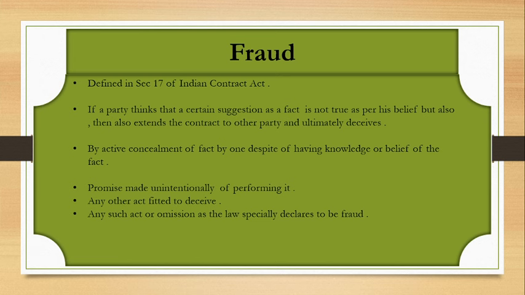Promise made without intention of performing it. For example, again there are A and B. Mr. B asks Mr. A that if you are going to that office, please drop this letter to the concerned office. A agrees and gives his assent that, okay, when I go to that office, I will drop your letter to the concerned person in that office. He also takes the letter from B.